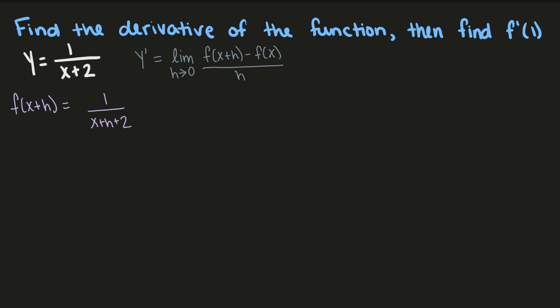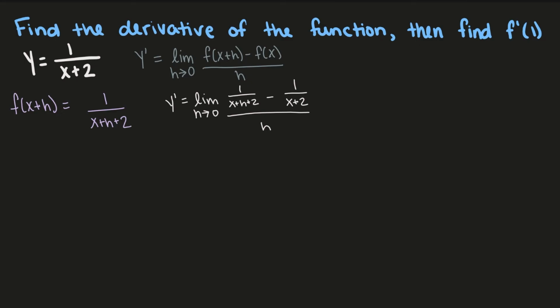Now let's plug that into our definition of our derivative. So y prime equals the limit as h goes to 0 of f of x plus h, which is 1 over x plus h plus 2, minus f of x, 1 over x plus 2, all over h.